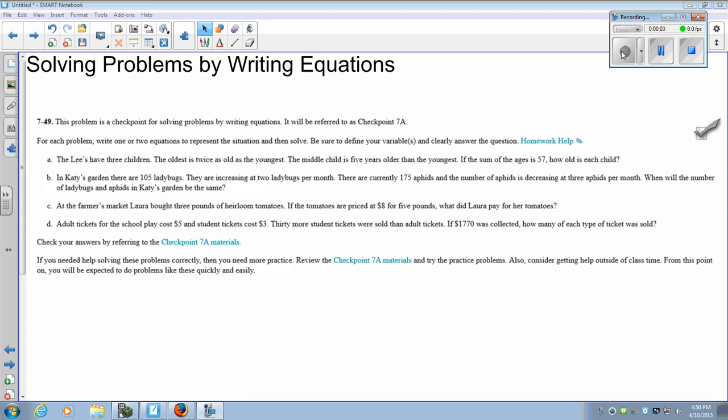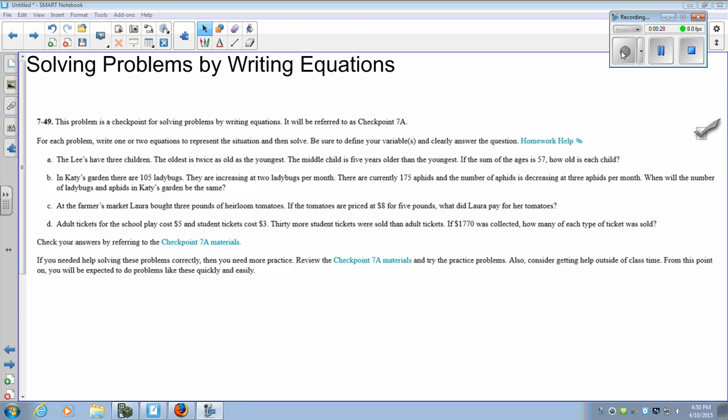The mastery topic for the mid-quarter 4 test is solving problems by writing equations. This can mean a lot of things. On this test, we'll probably just be doing linear stuff. So I'm taking a look at problem 749 from your homework, and it's a checkpoint problem, which means that it's really important. It's a mastery topic. And we're going to go through a couple of these.